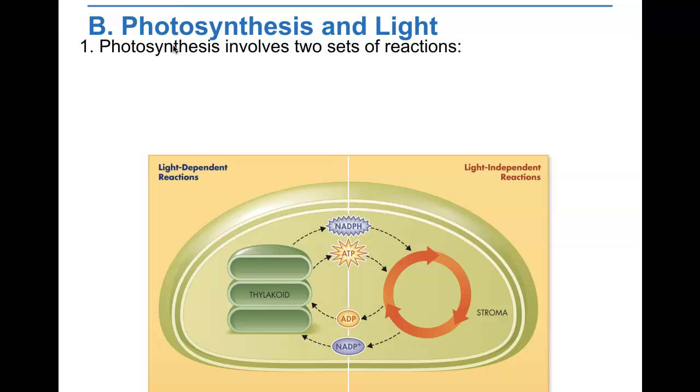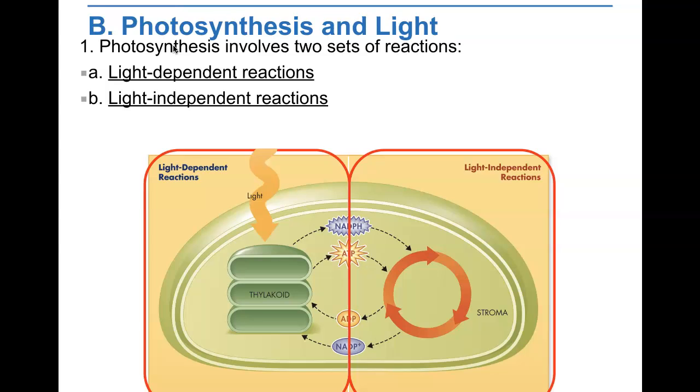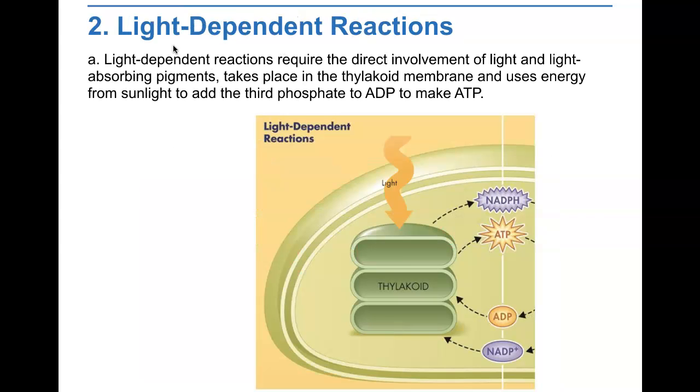Although the equation for photosynthesis looks simple, there are many steps to get from the reactants to the final products. In fact, photosynthesis actually involves two sets of reactions: the light-dependent reaction and the light-independent reaction. The light-dependent reaction is called this because it depends on light and light-absorbing pigments.